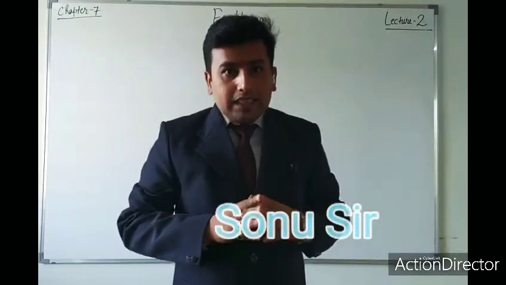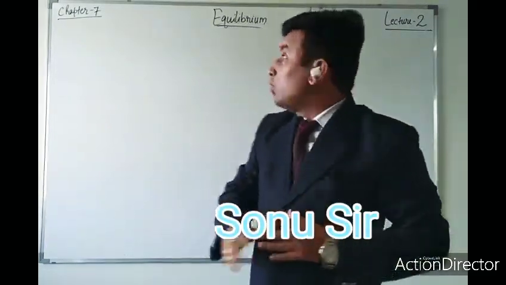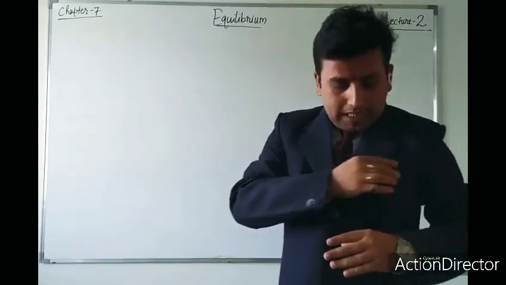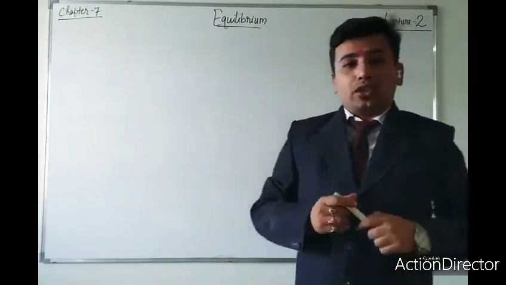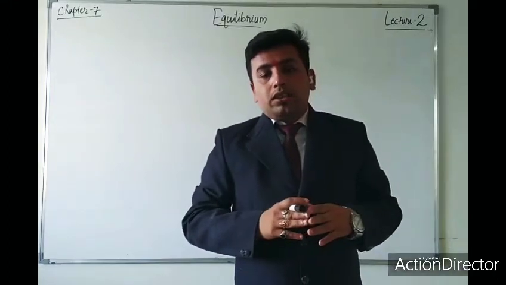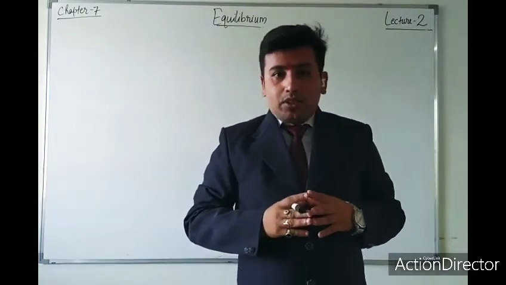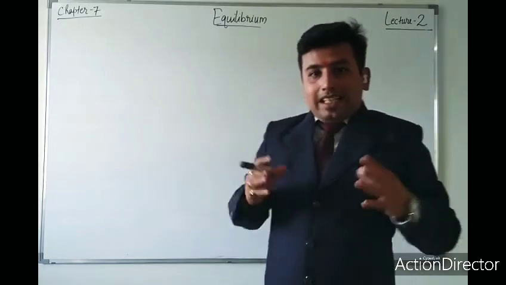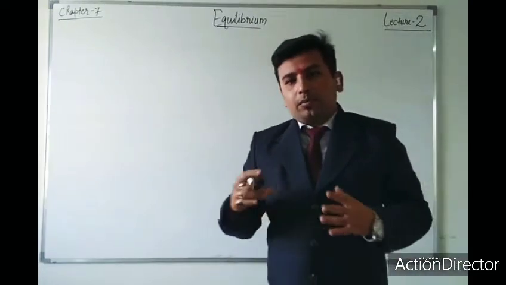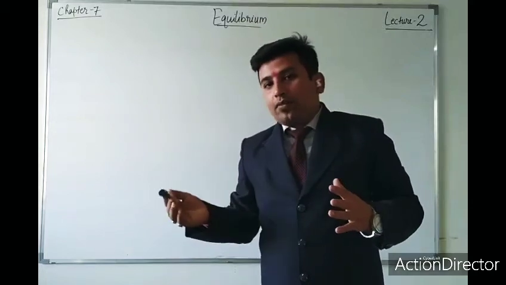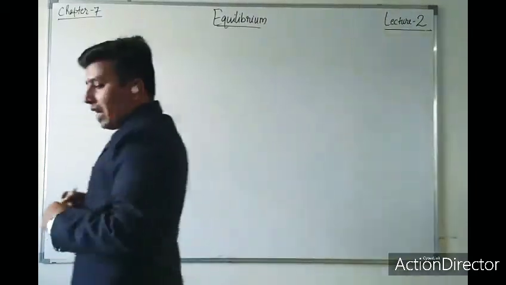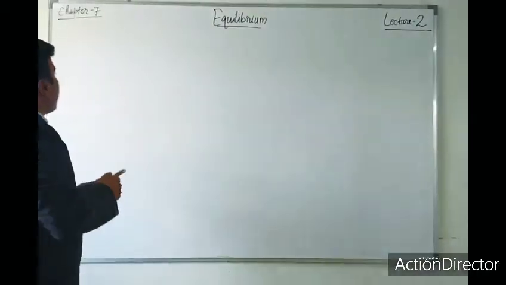Today we are going to discuss lecture number 2, equilibrium, chapter number 7, class 11 chemistry, lecture 2nd. In the previous lecture we discussed the concentration of the reactants and products, and we found the value of the constant. Let's do a little bit of revision of the previous video, that is, what we studied at the end of the first lecture. At the end of the first lecture we discussed the rate of reaction.